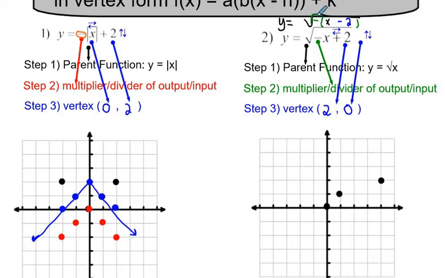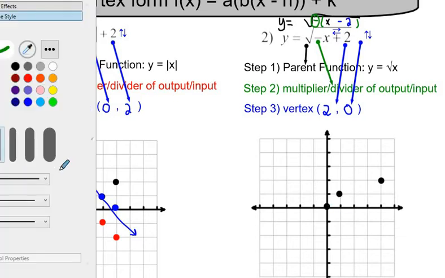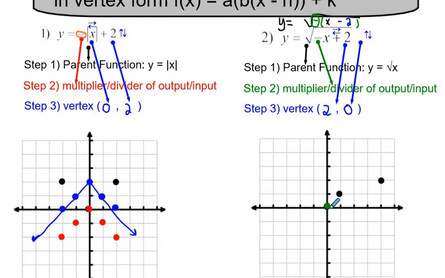Meaning I'm going to divide all my inputs by negative 1. So the height is not going to change, okay? But the input values will change. The nice thing about this vertex in the parent function is that it never changes. It's always 0, 0. But instead of being forward 1, 1, it's now going to be backwards 1, 1. And instead of being forward 4, 2, it's now going to be backwards 4, 2.